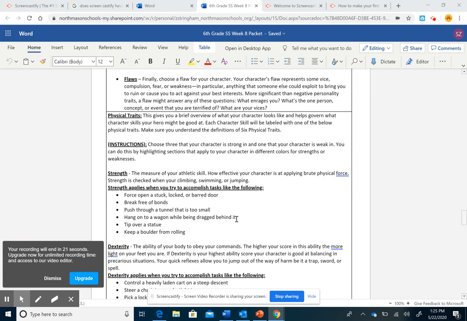As I'm recording this, it looks like I'm going to have to do this in multiple parts, which is kind of annoying. That's just because I only have the trial software that we were provided for this. So I'm going to pick up with physical traits on the next recording.